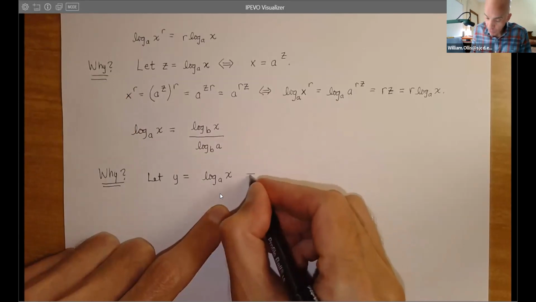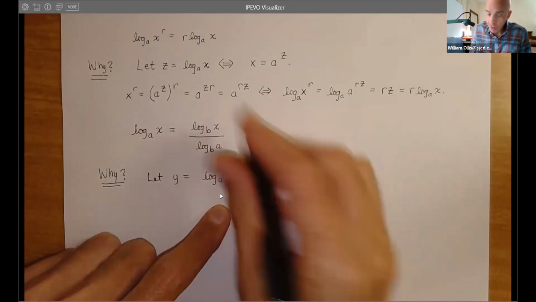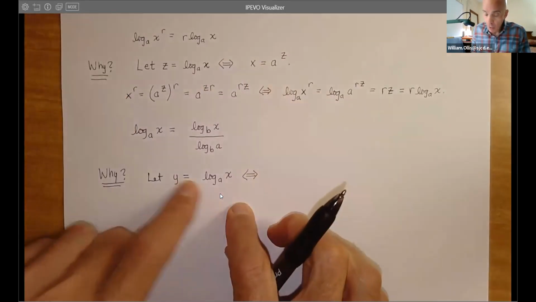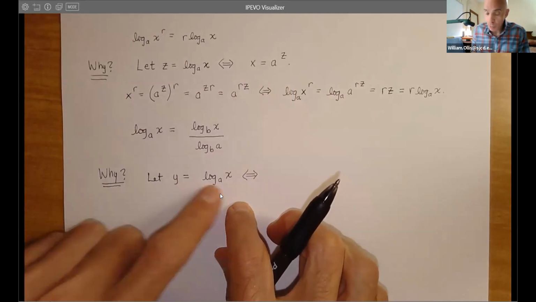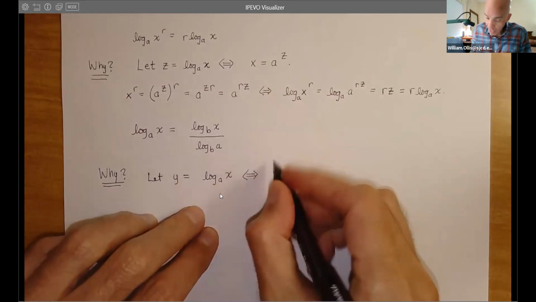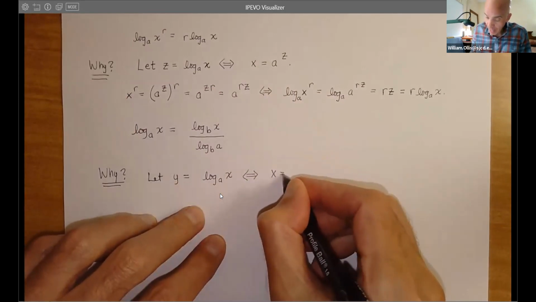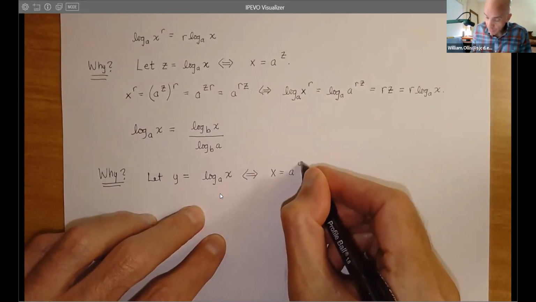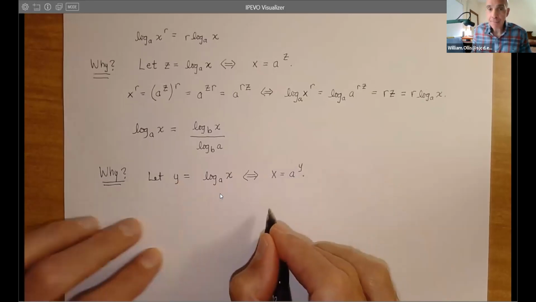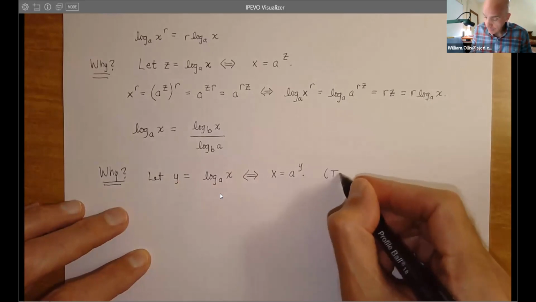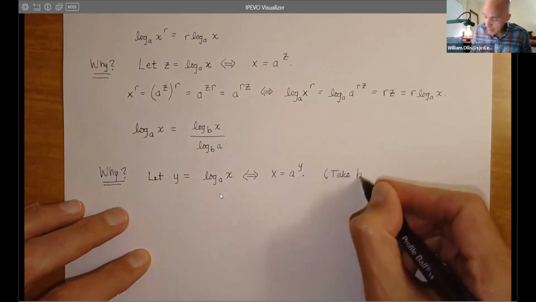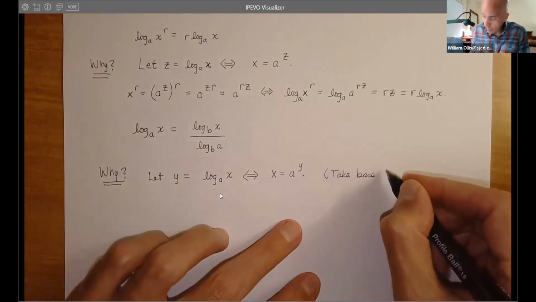But now, just like in the previous deduction, what's a logarithm? It's a power of the base. So the power of A that equals x is y. So x equals A to the y. This is even easier than the last one. So now what we can do is take base B logarithms.